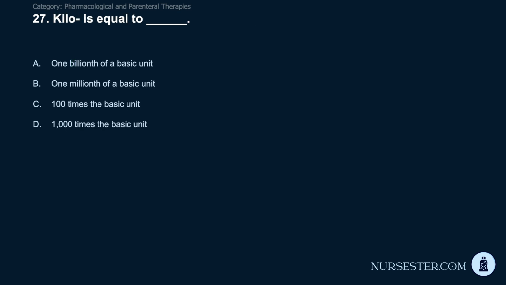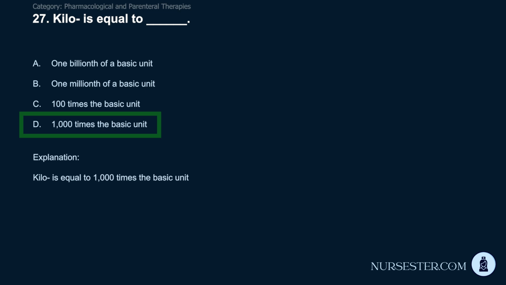27. Kilo is equal to _. A. 1/100000th of a basic unit. B. 1/100000th of a basic unit. C. 100 times the basic unit. D. 1000 times the basic unit. Correct answer, D. 1000 times the basic unit. Kilo is equal to 1000 times the basic unit.